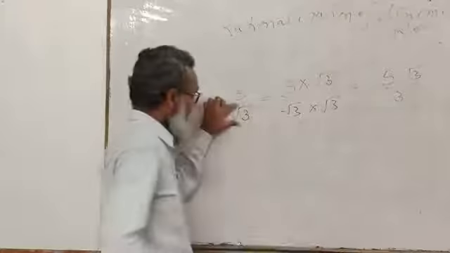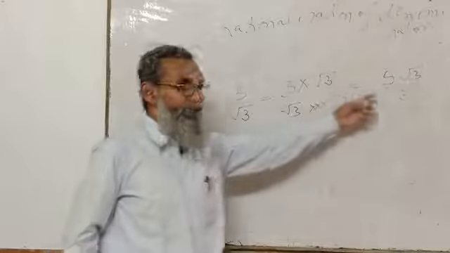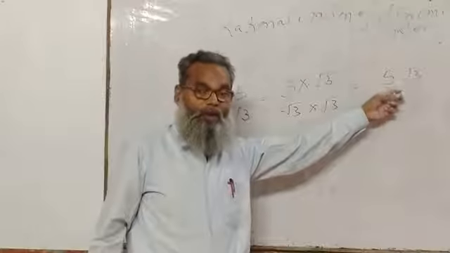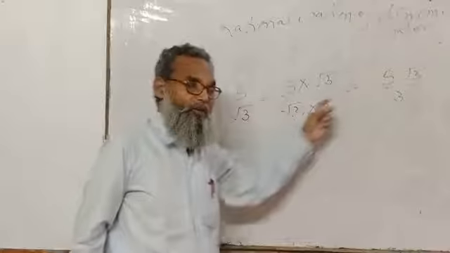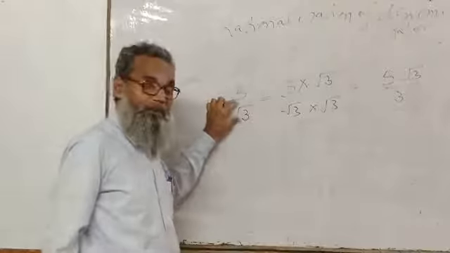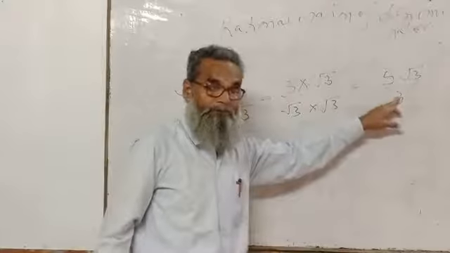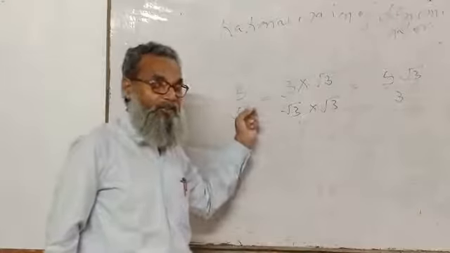Here you see that the denominator was root 3, and now you are getting denominator 3. That is, you have got a denominator free from square root. So you have rationalized the denominator root 3 in this way. This is how to rationalize a denominator.